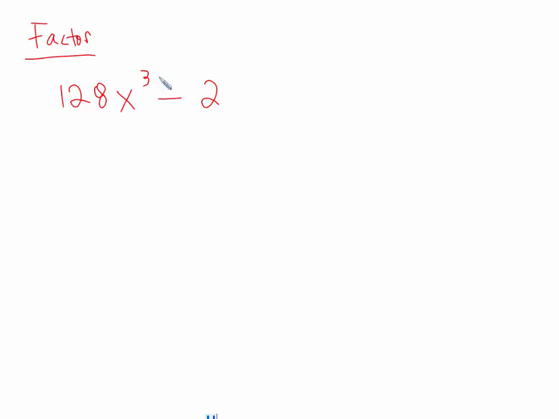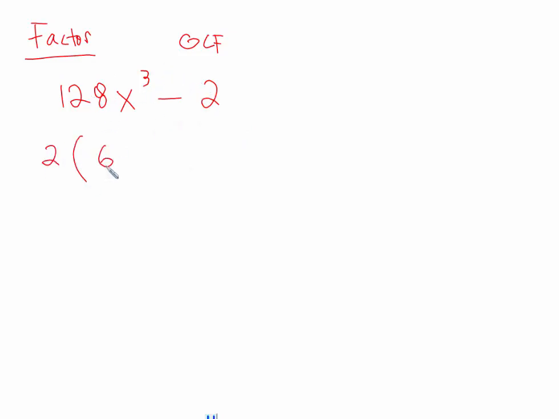you see them. So anytime you have two terms, remember when you're factoring, what's always the first step? The first step is always to look for a GCF. It doesn't matter what type of problem you have. When you're factoring, you look for a GCF. So you can take out a 2 from here.